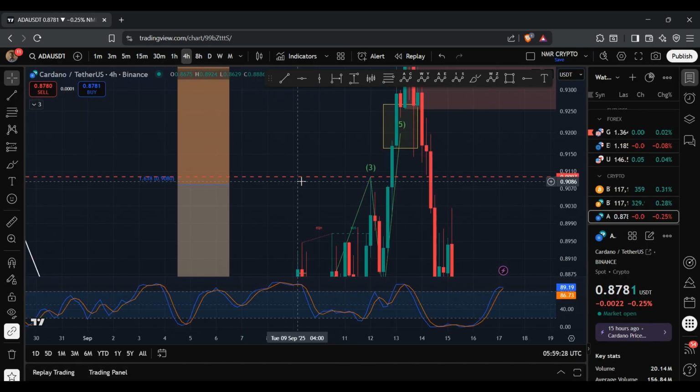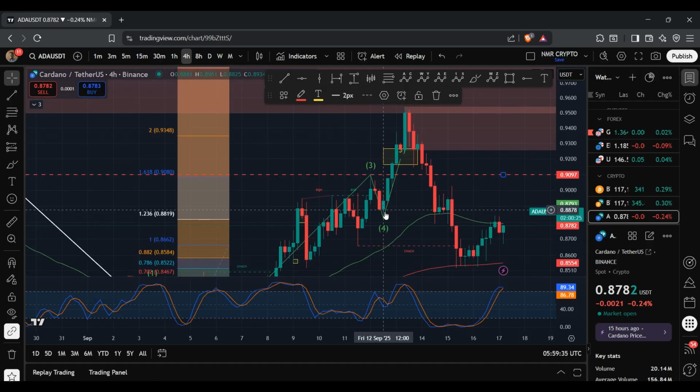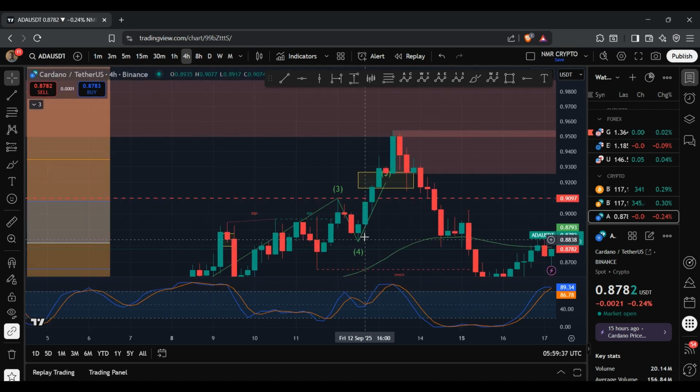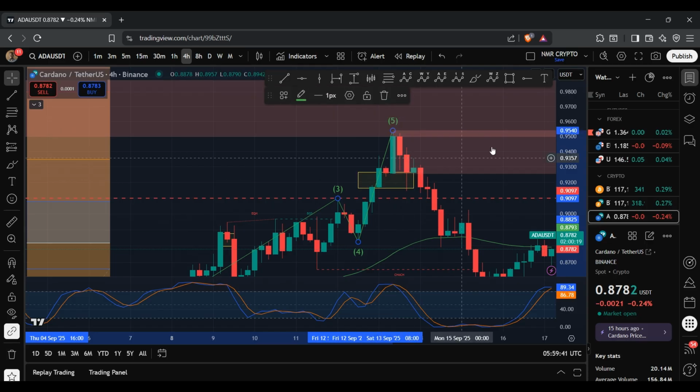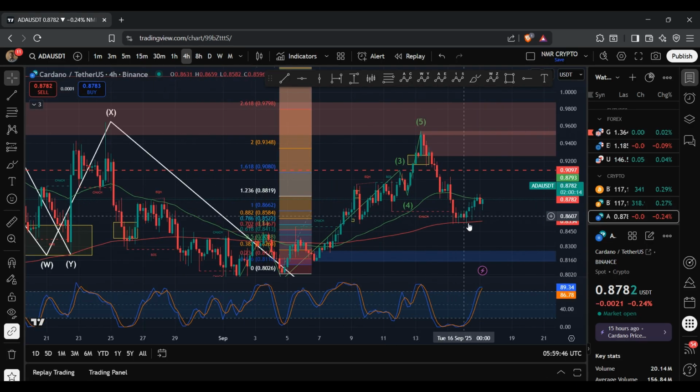And that was to form the third wave, which ended up topping off at the red line, which sits at 90.97 cents. And then we saw this corrective move to the downside play out to form the fourth wave, and I was looking for that final push to the upside to complete the fifth wave. And you can see that the fifth wave ended up reaching 95.4 cents. And since then, we have seen this corrective move to the downside play out.